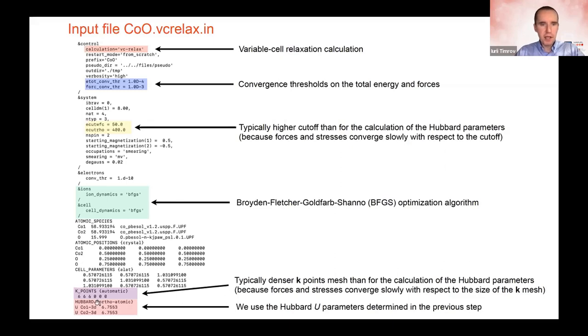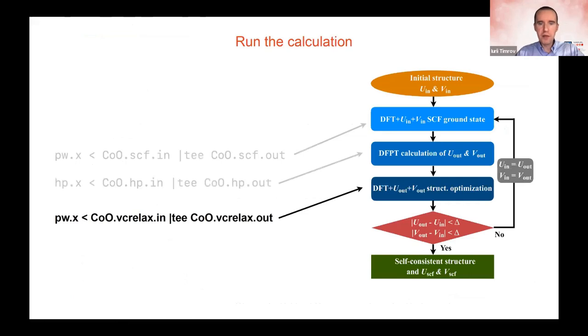And then at the end, we specify the Hubbard card with the value of the Hubbard U that we computed in the previous step, which is 6.7553. So we need to submit this calculation and wait until the code optimizes the structure at the DFT+U level.